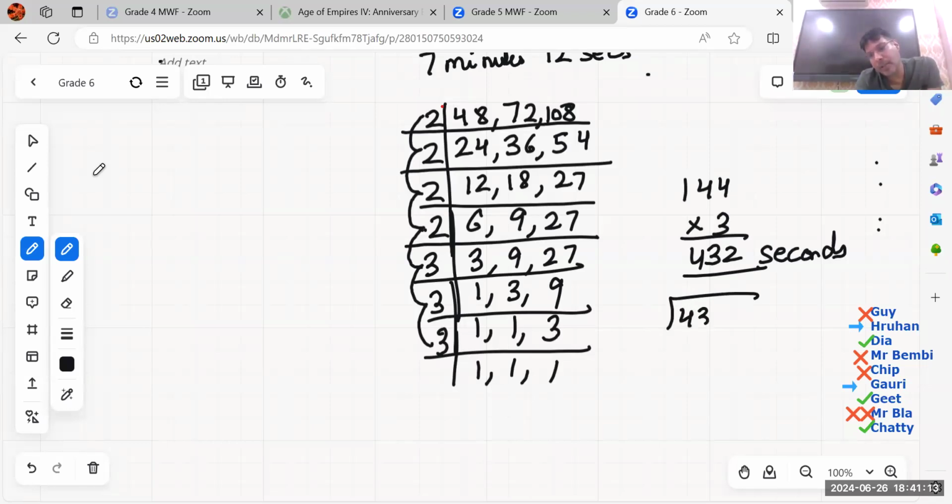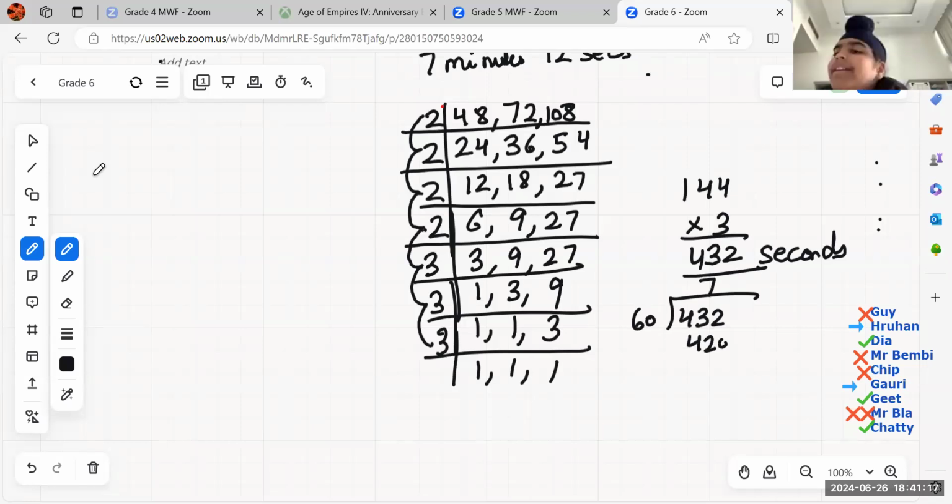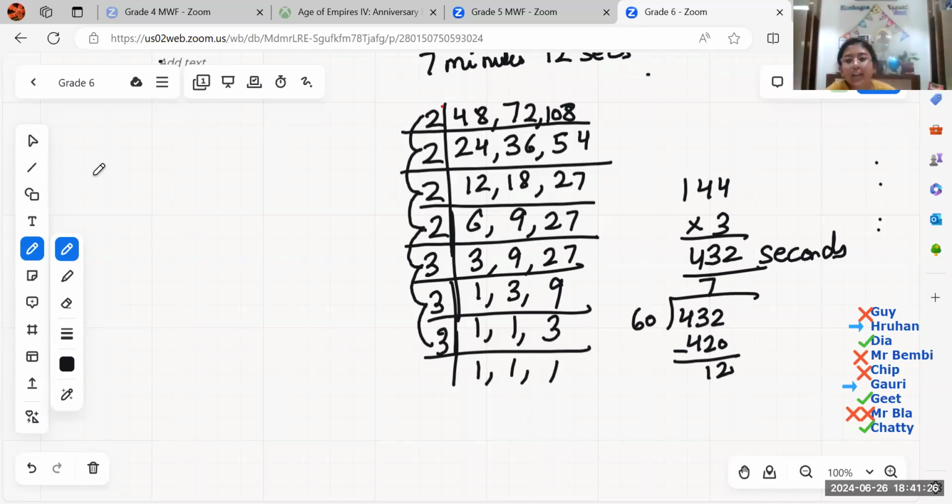432 divided by 60 is 7.2. Sir, I added an extra 3. I don't know why. 7 minutes 12 seconds. So why do we have to divide it by 60? Because these are seconds now. We want to convert into minutes and seconds.